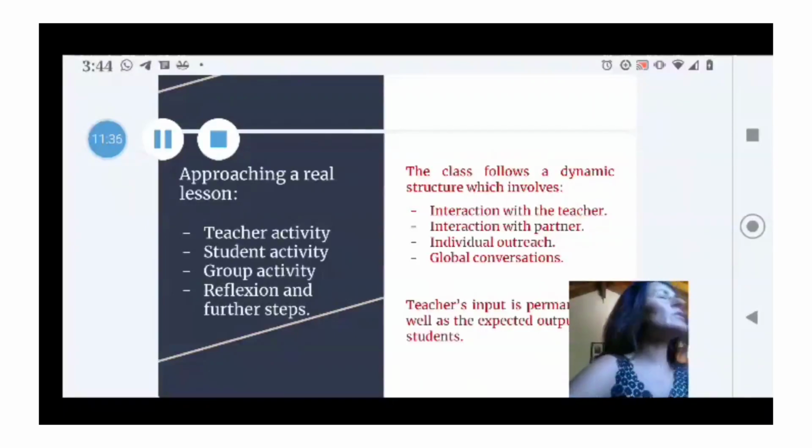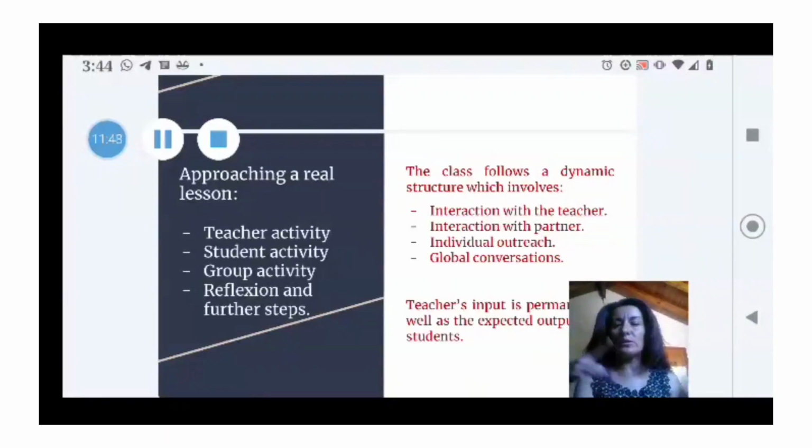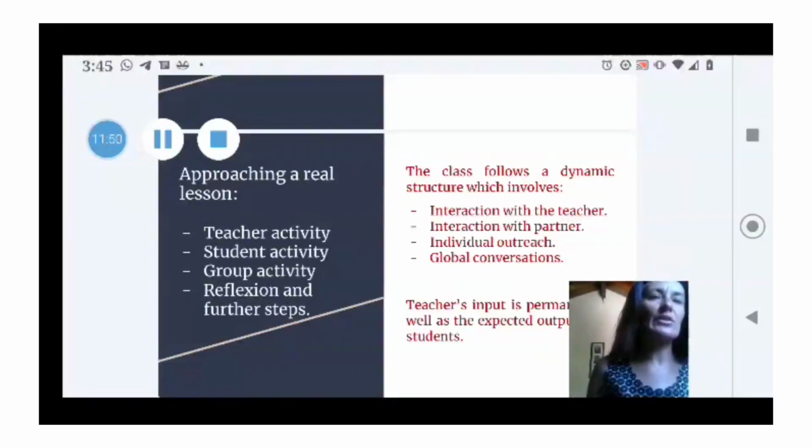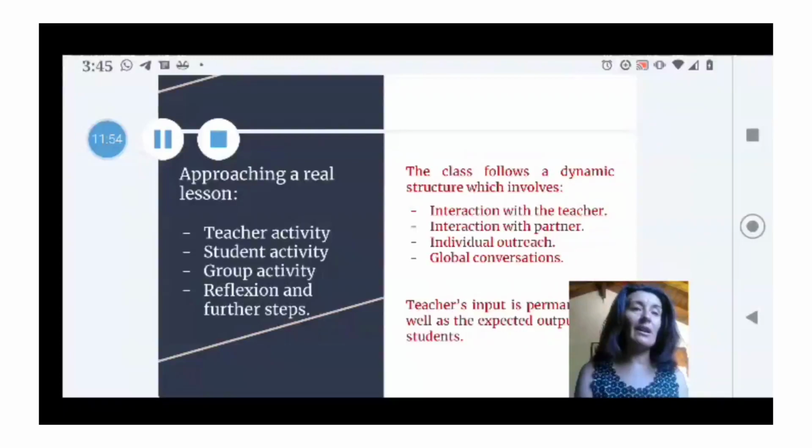Approaching a real lesson. Most of the time when we are at Formación Docente, we get a lot of information about theories, people who think about different aspects of the classroom, but it is important to see how it works actually. Okay, I will try to show this. Even if it is also a theory, it's a demo lesson, I will try to approach the reality as much as I can.